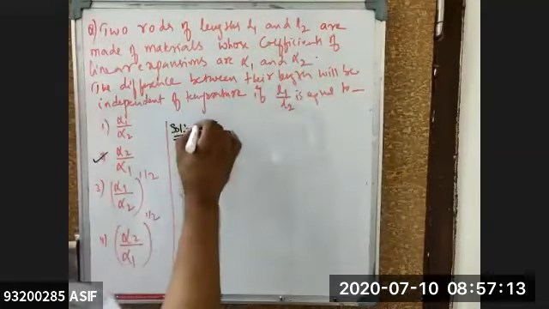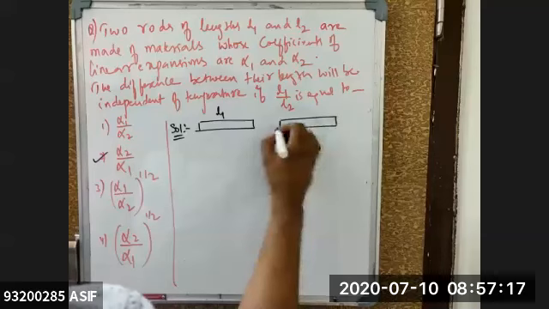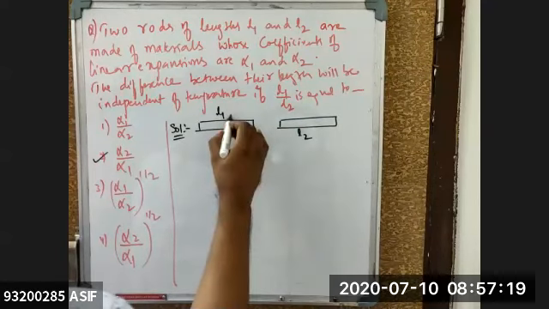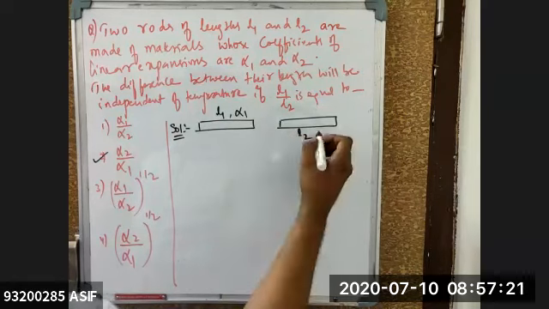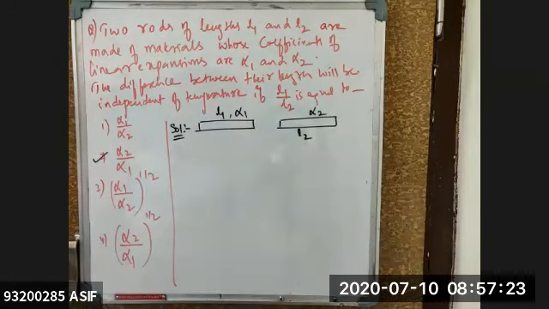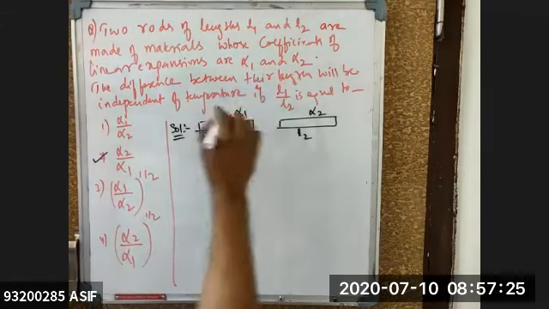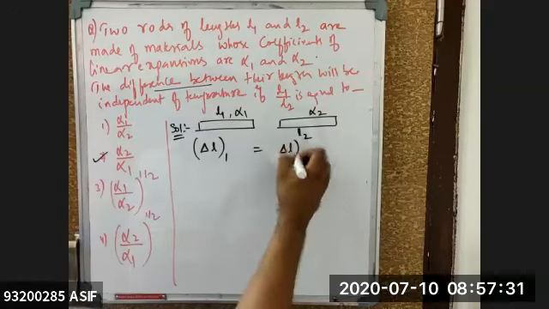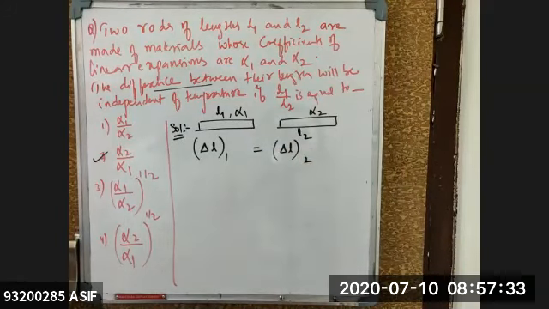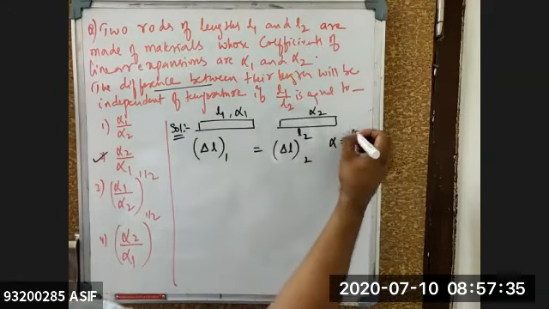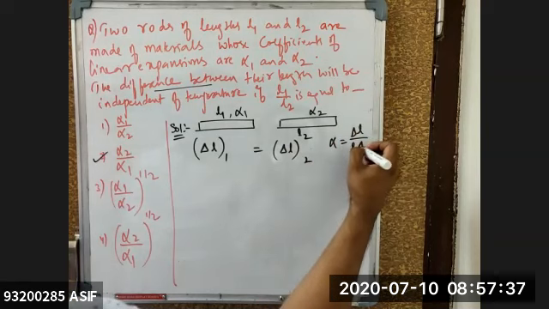See, we got two rods, beta. We got this rod of length L1 and this rod of length L2. Coefficient of linear expansion of this one is alpha 1, and of this one is alpha 2. The difference being the same means delta L of the first rod is equal to delta L of the second rod. Delta L formula is how much, beta? We know the formula alpha is equal to delta L by L into delta theta.